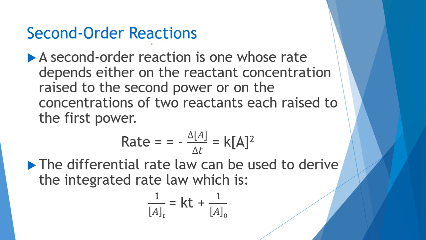In terms of second order reaction, this is one whose rate depends on the reactant concentration raised to the second power, or the concentrations of the two reactants are raised to the first power. So here we learned that rate equals k times the concentration to the second power. This can be integrated through calculus, and the integrated rate law is expressed as follows. Again, I will give you this rate law for you guys to use on your homework and your quizzes and tests. It is 1 divided by your concentration at a specific time equals kt plus 1 divided by your initial concentration.